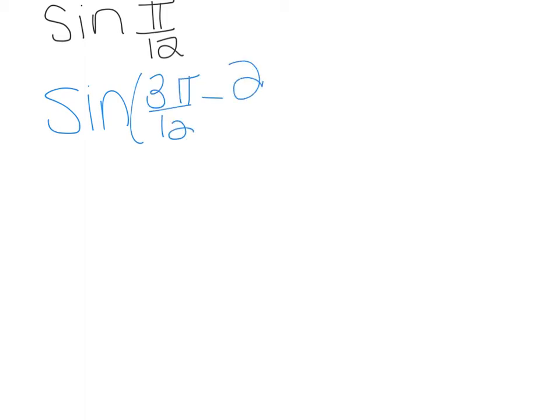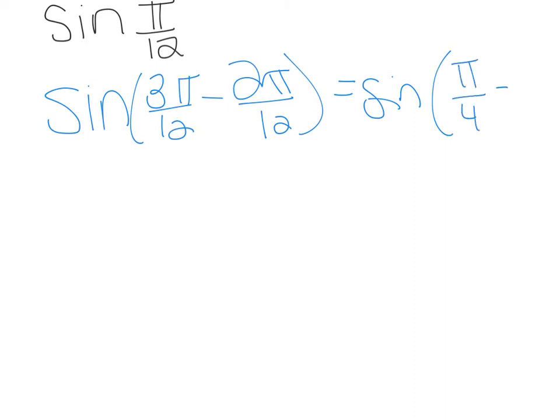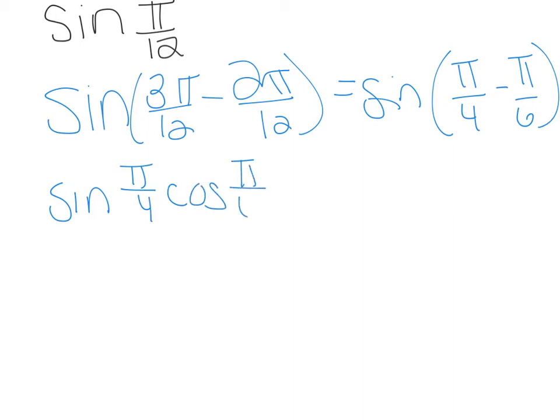Okay, so now I've gone back, and to make my pi over 12, I'm going to do sine of 3 pi over 12 minus 2 pi over 12, which is the same thing as sine of pi over 4 minus pi over 6. And then we apply a sum and difference formula, so we're going to have sine of pi over 4 cosine of pi over 6 minus cosine of pi over 4 sine of pi over 6.